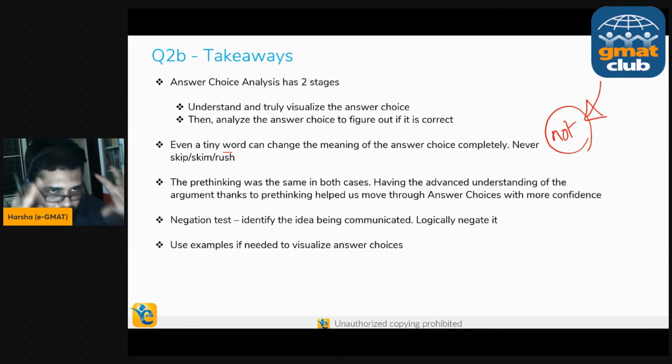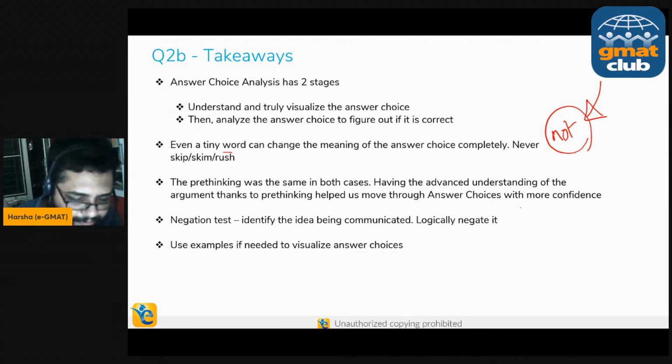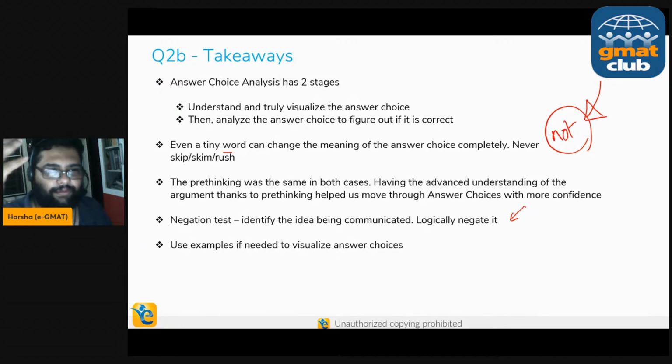But if you have done argument analysis well, if you visualize the statements well, if you have done your pre-thinking, then whatever options the test throws at you, you should be able to handle most of it. We also looked specifically at negation. When you're doing negation, the one thing I would say is don't focus so much on grammar. Don't say, like, "at least some, so it has to be none." No, think very logically. What is the idea being communicated, and then logically negate it. If the idea being communicated is that at least some people like apples, then what is the logical negation? Nobody likes apples. Simple. You have to keep it that simple, right? All right, so now we are ready to go to the next question.